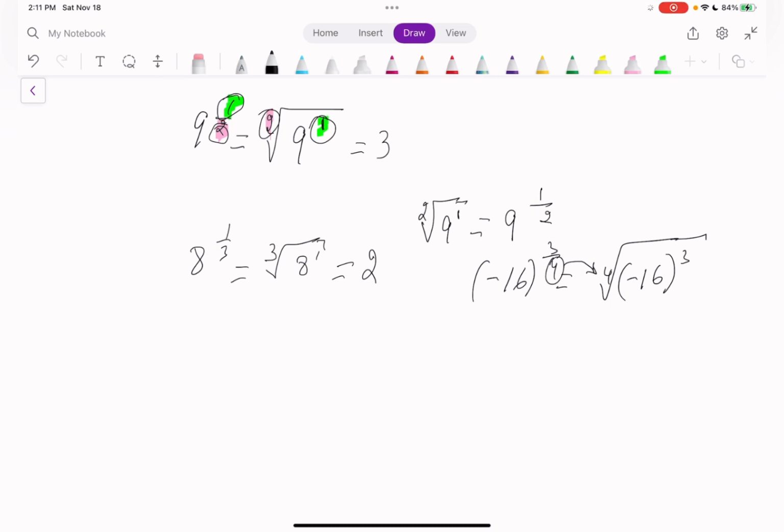Well, here is interesting. Let me rewrite. Negative 16 to power 3. I don't want to go and raise negative 16 to power 3 and get a crazy number, but this is what I'm going to do. I have 4, and here I have 3, which is less than 4, so I can't do that. Okay, it's going to be negative 16 to power 3.